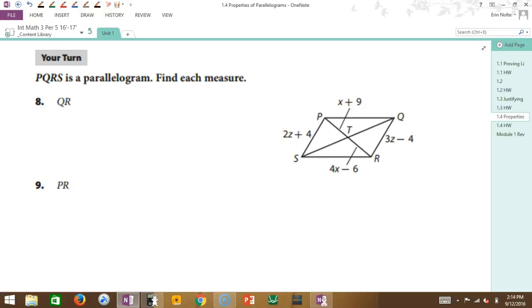Okay, but what are you asked to find? You found the X and Y. Now you need to find QR and PR. Okay, when you're finished, raise your hand. I want to have somebody come and do this one for us.